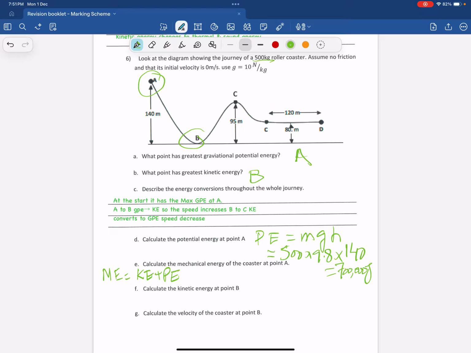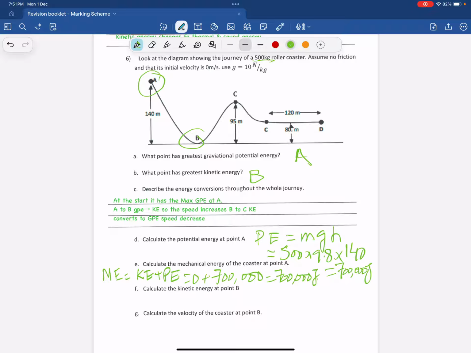So we have potential energy, and kinetic energy should be 0 here, because at point A there's no kinetic energy and potential energy is maximum. So mechanical energy is equal to 0 plus 700,000, and that will give me straight away 700,000 joules.